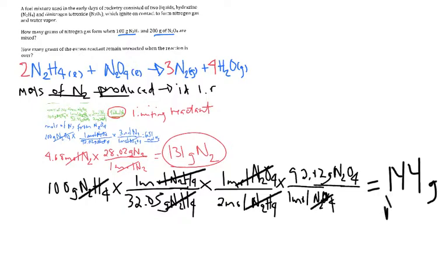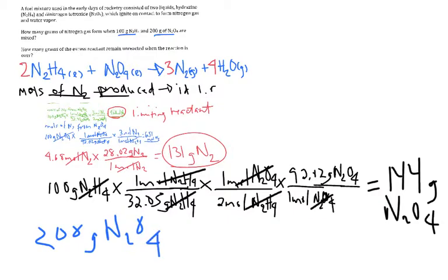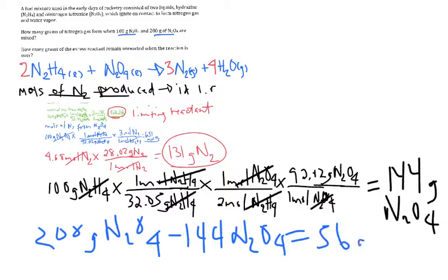Okay, so this is how much dinitrogen tetroxide is going to be consumed in this reaction, right? This is how much will react with the hydrazine. So if we started off with 200 grams of dinitrogen tetroxide, and we use up 144, if we subtract these two numbers, then we'll get the amount that remains unreacted. So this is 56 grams of N2O4.